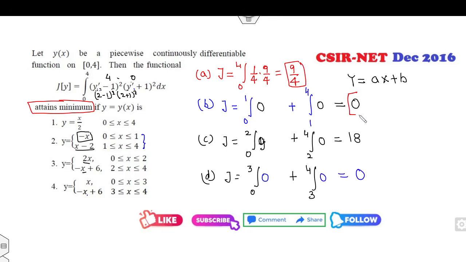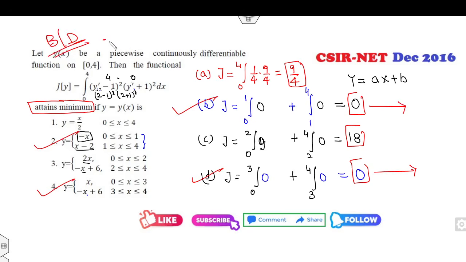9 by 4, 0, 18, 0. So this and this both are my minimum. So the second and the fourth options are the correct options of this problem, because at this point we will get the minimum value. If they are asking about the maximum value, then your answer will be the third option, which is the maximum.